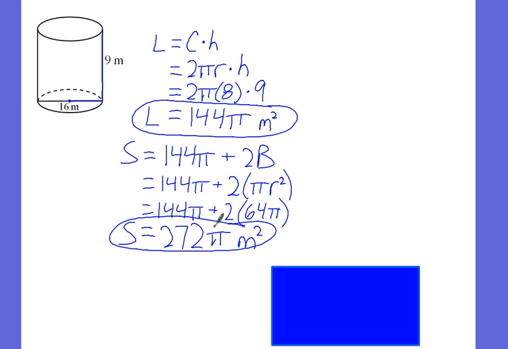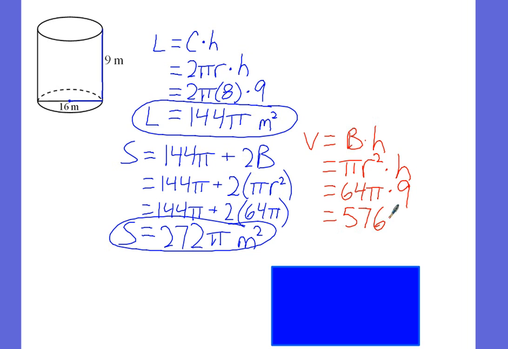All right, and then last one we have to find is volume. Let's go ahead and do that out to the side. Volume is always area of the base times the height. Area of my base is a circle, so it's pi r squared times my height. Okay, again, my radius is 8, so 8 squared gives me that 64. And then switching pi and 64, I get 64 pi times my height, which is 9. Go ahead and do that math. It's going to simplify to 576 pi. Volume, so this would be meters cubed.